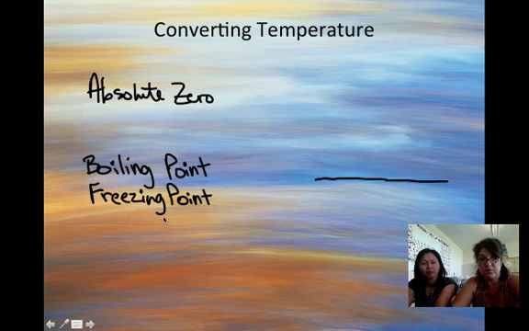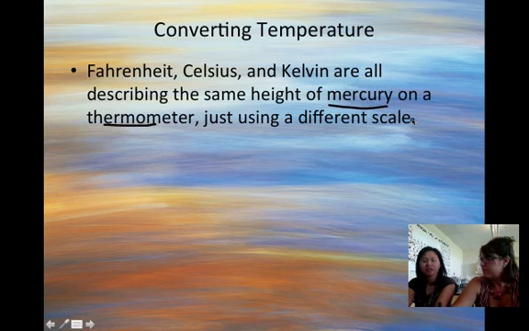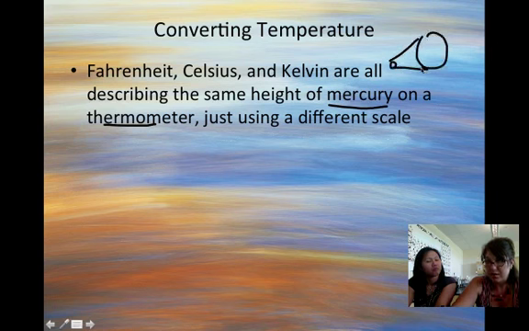So no matter what units we're using, we're always referring to the same height of mercury on a thermometer. It's just a different scale, like Fahrenheit, Celsius, or Kelvin. And anybody who's done art classes knows what we mean by scale. If you take something small and make it big, you've changed the scale of that object.